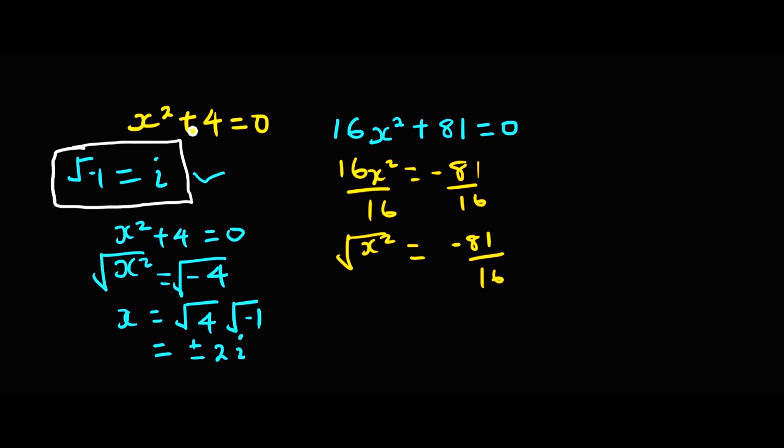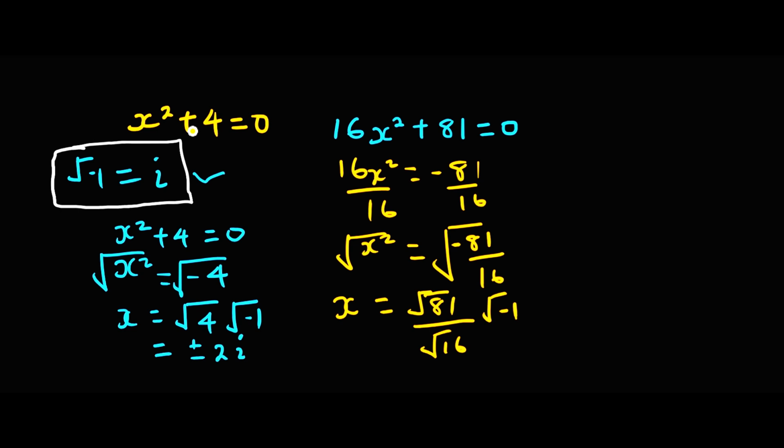The next thing would be to get the square root of both sides of the equation. On the left hand side, we're going to have x, and then we can write this root as a product of two, such that we have root of 81 over root of 16 times root of negative 1. So root of 81 is 9, while root of 16 is 4. And then root of negative 1, as we said here, is denoted by i.